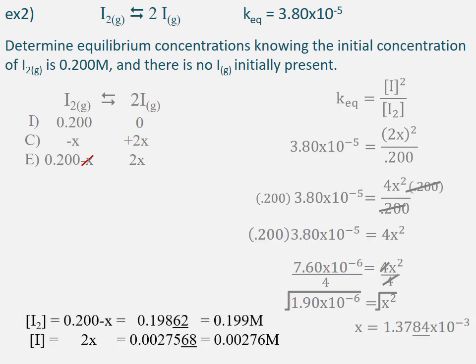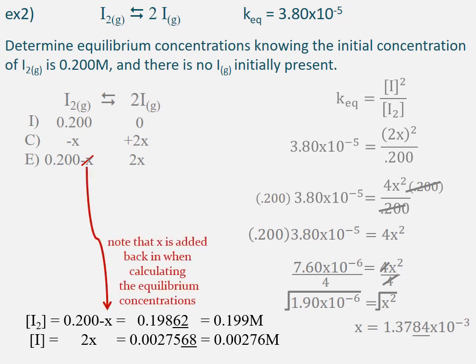Now that I've found x, I'm going to substitute x in to find the concentrations at equilibrium. I2 is equal to 0.2 subtract x, but didn't we eliminate that x? Note that the x is added back in when calculating the equilibrium concentrations. So 0.200 subtract our x value gives us 0.199 molar. So it did make a difference, but not much of a difference.